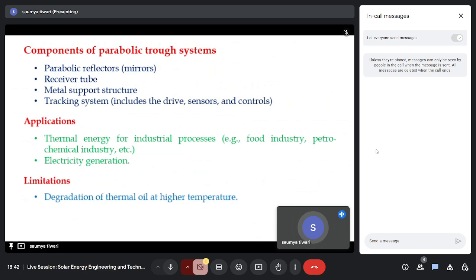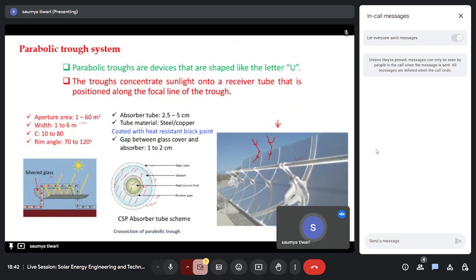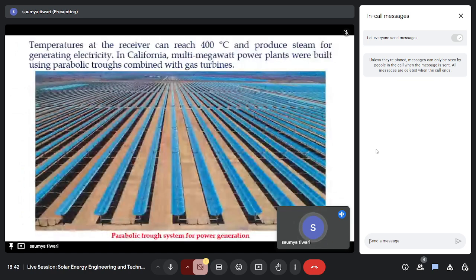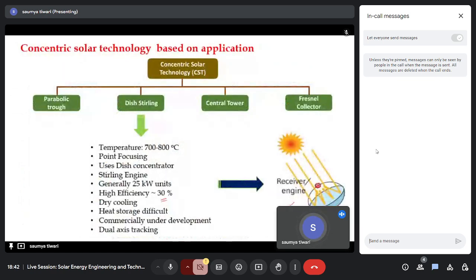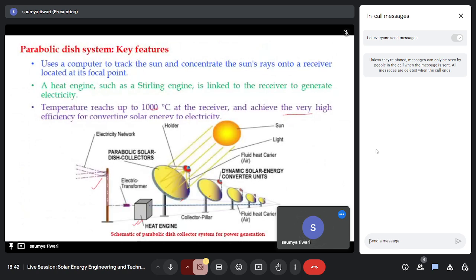I will skip this theoretical part. We have so many questions to solve, so I will not go into the details. This theoretical part you can go through by yourself.